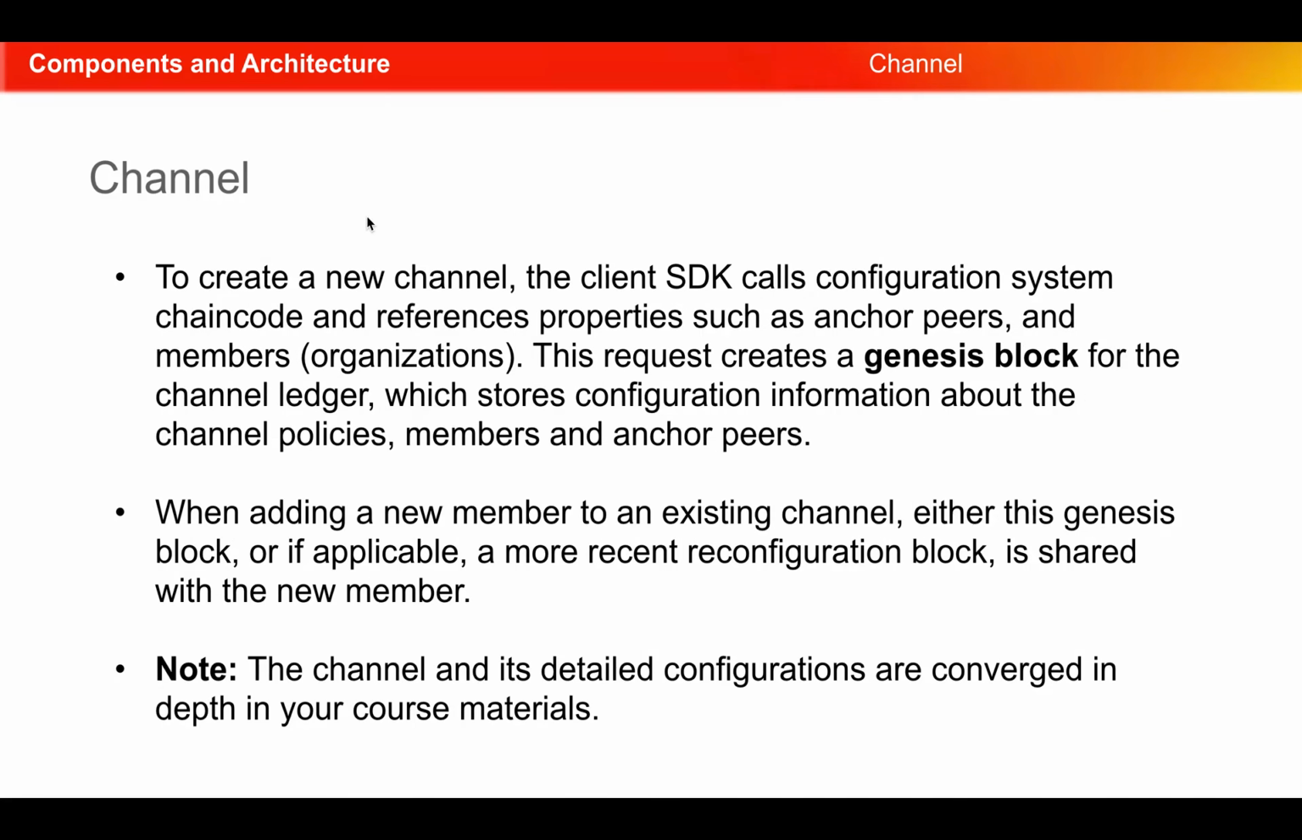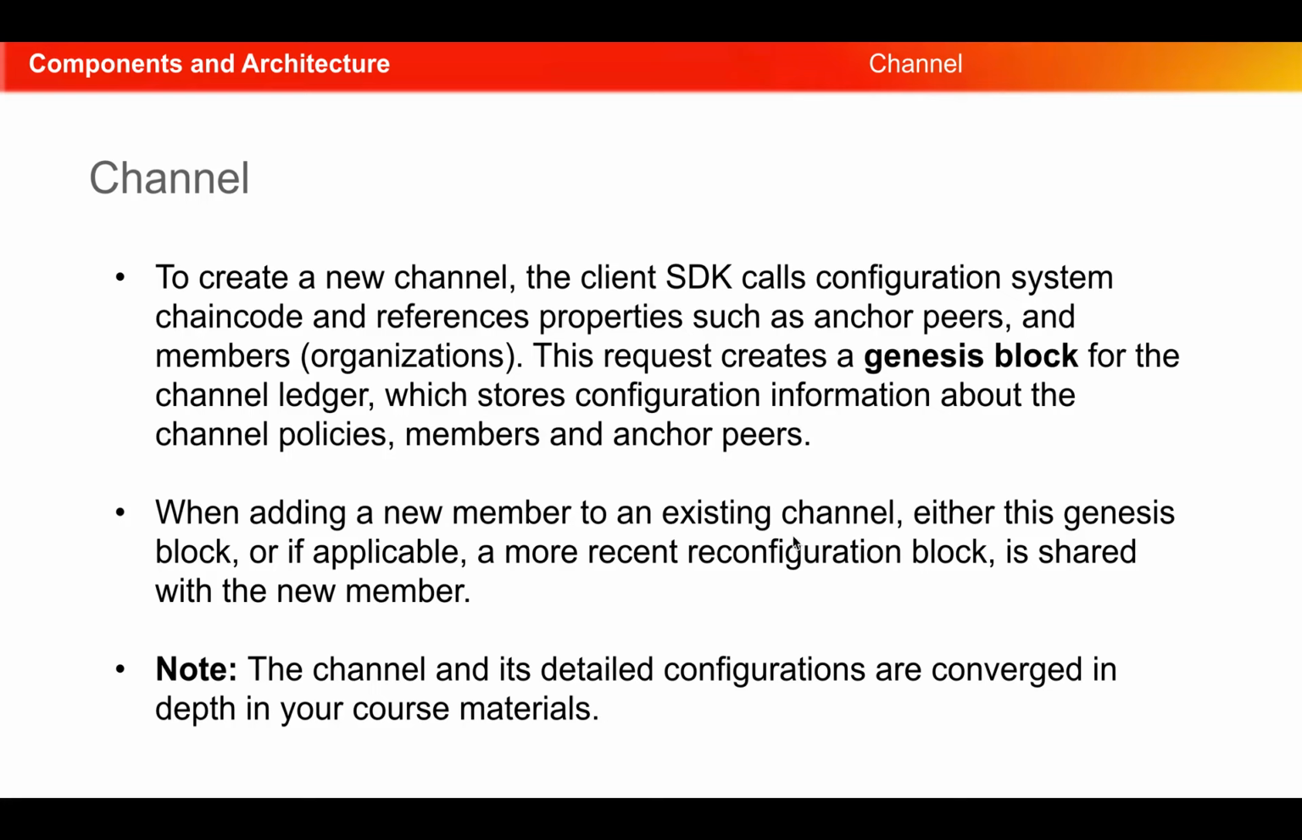Now let us see how you can create channel. To create new channel, the client SDK calls configuration system chain code and references properties such as anchor peers and members of the organization. This request creates a Genesis block for the channel ledger which stores configuration information about the channel properties or channel policies, members, and anchor peers. So in the practical section, we are going to see how we can create this Genesis block, and I'll also show the content of this Genesis block.